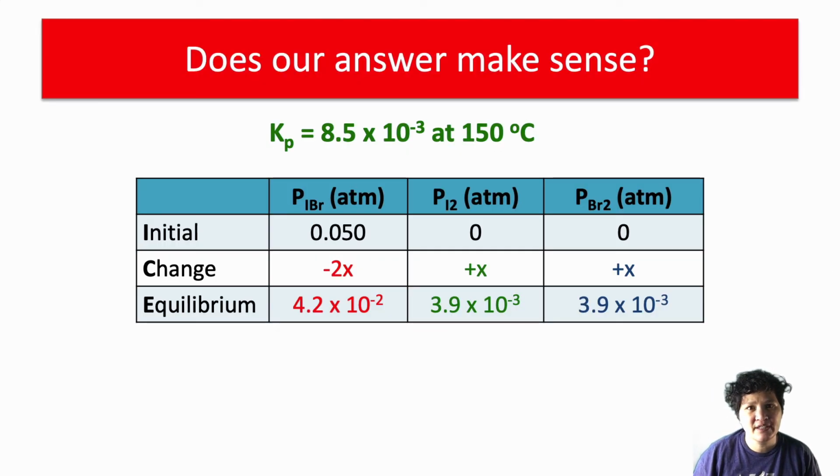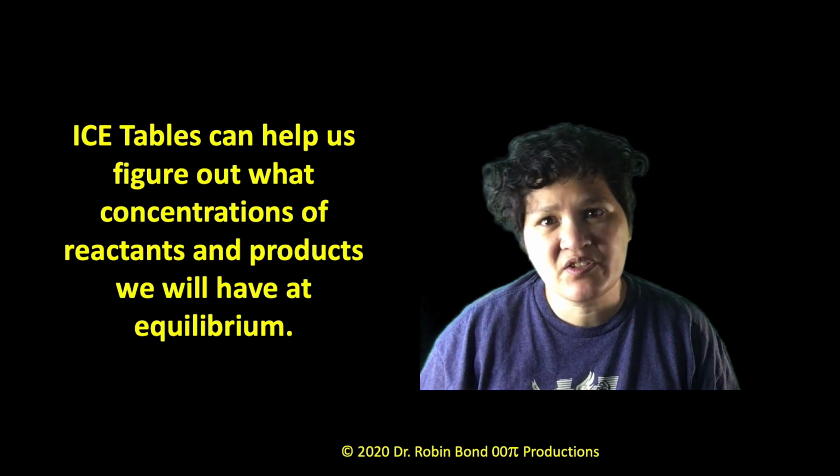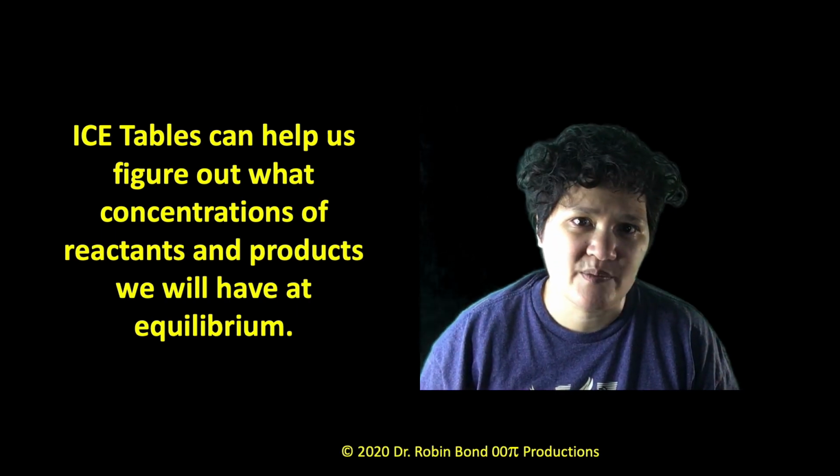Okay, so let's look again at our answer to see if it makes sense. We have a K value of 8.5 times 10 to the minus third, which is a very small value. When do we see small values for K? It's when we have more reactants than products. Is that what we have here? Yep, it is.